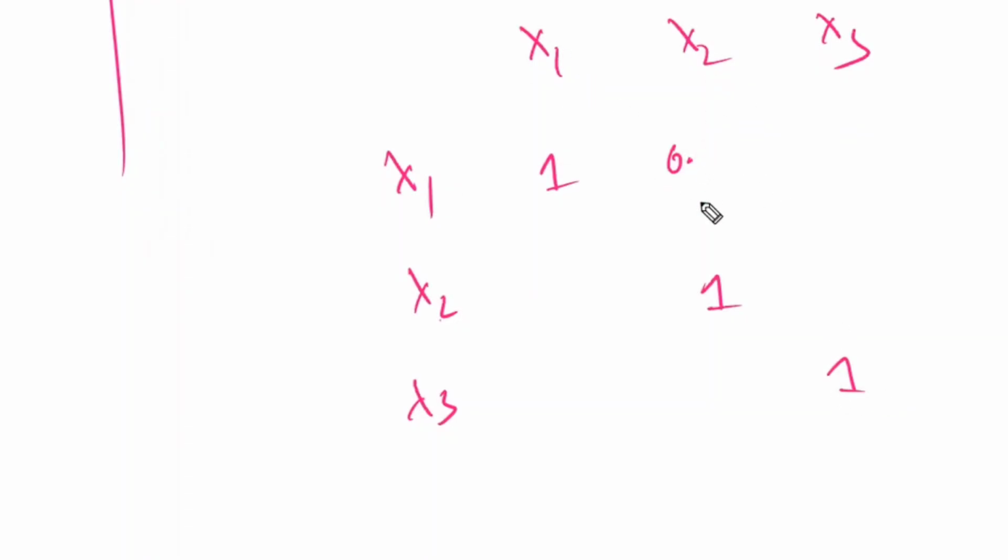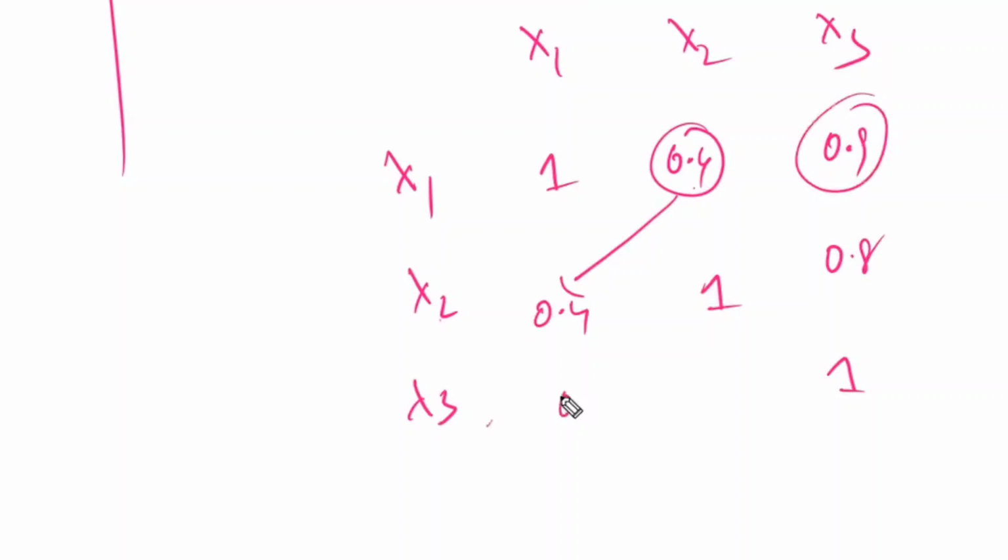Now, whatever the relation between X1 and X2, you have a certain value. I assume the value is 0.4. This value is 0.9. This value is 0.8. Automatically X2 versus X1 is the same thing. Whatever the correlation is for X1 versus X2, the same will be here, that is 0.4. X3 versus X1 is this value only. X1 versus X3 or X3 versus X1, both are the same.